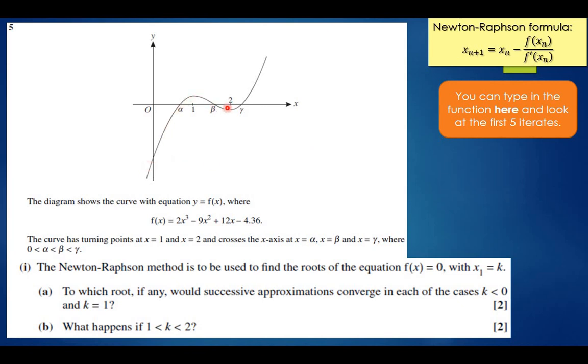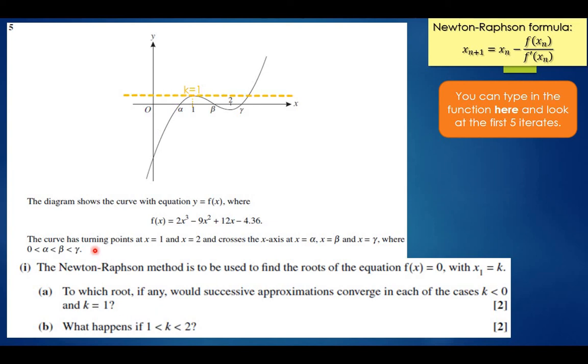Here we are given another graph of a cubic, and we have 3 roots, alpha, beta and gamma, and we are told that we have turning points at x is 1 and x is 2. What we're expected to do is investigate what roots we go to with different starting values. They're saying the starting value is called k. For the first one, we want to find out what happens if k is negative. So a starting value is negative. We can see that when we draw a tangent, we end up in the positive zone and we are heading towards alpha.